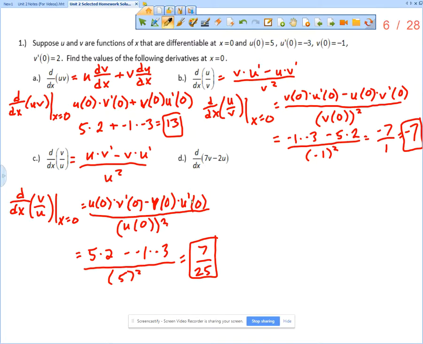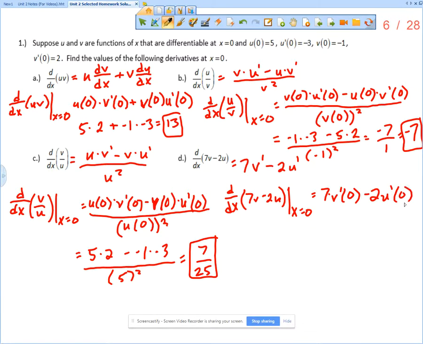All right, and then lastly, d dx of 7v minus 2u. So remember, we're simply going to take 7 times the derivative of v, so that'd be v prime, or dv dx, minus 2 times the derivative of u, which is u prime. So very simply, d dx of 7v minus 2u evaluated at x equals 0 is going to be 7 times v prime of 0 minus 2 times u prime of 0.